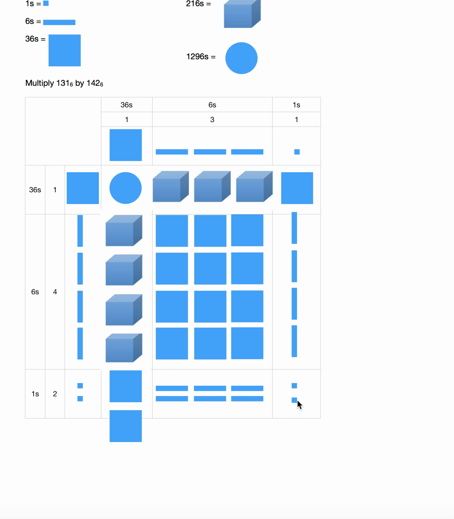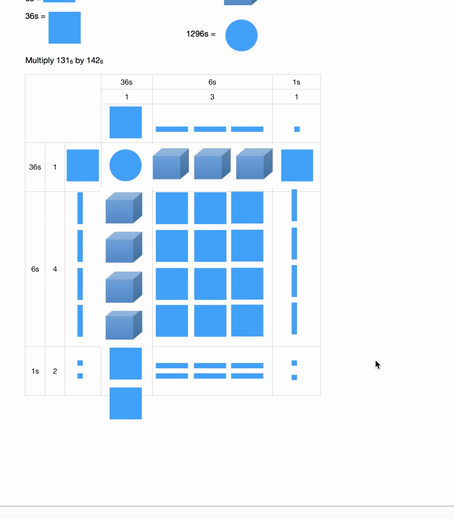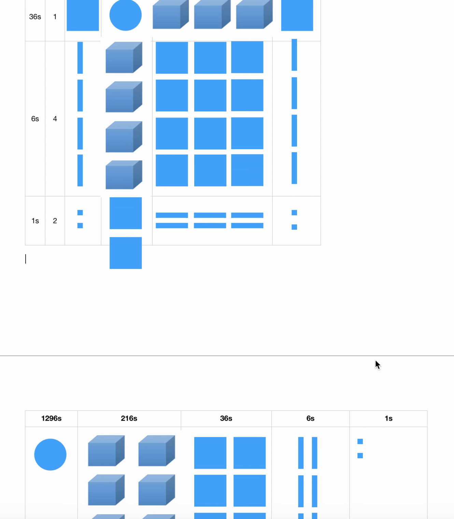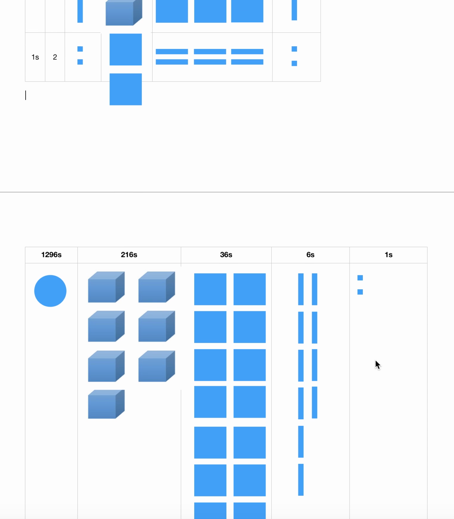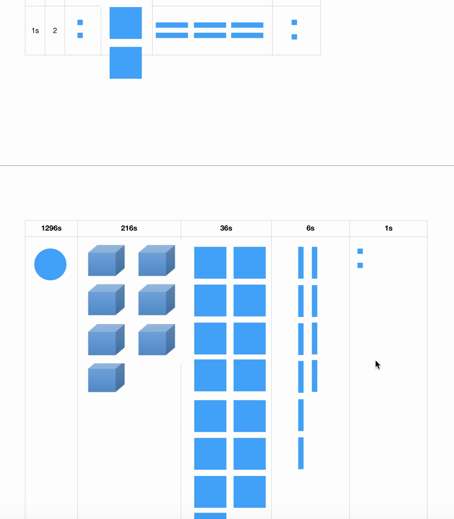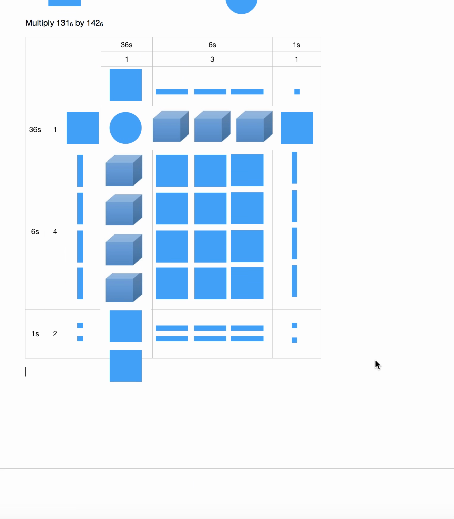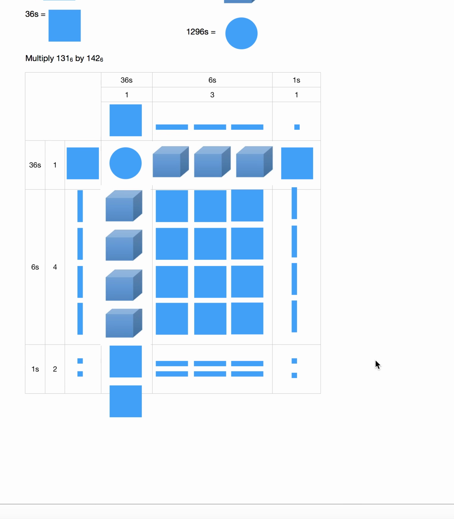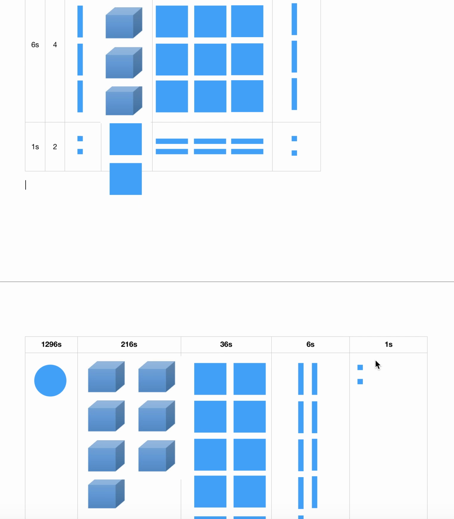So now if we add up everything we have here, starting with our highest denomination, we have 136. On the next page, I have created a tally of every single thing that we came up with up above. I added up the circles and I got 1 in the 1296 position.